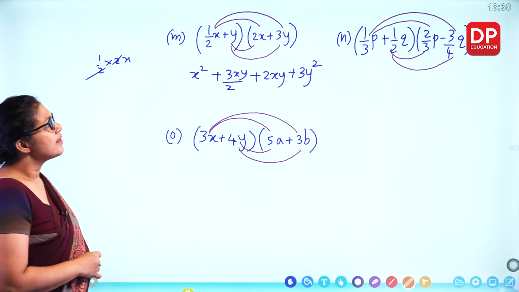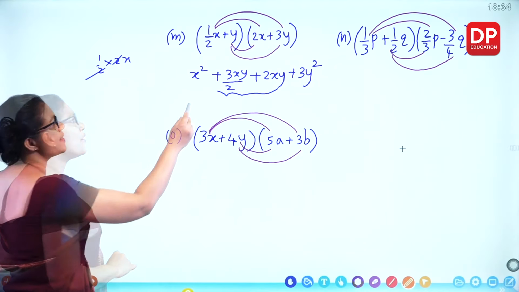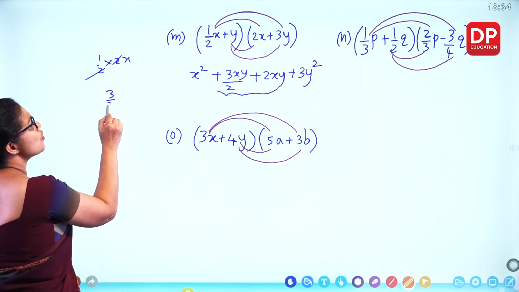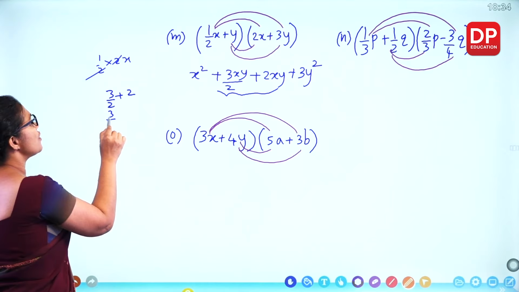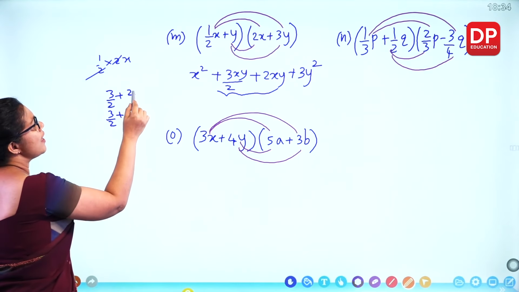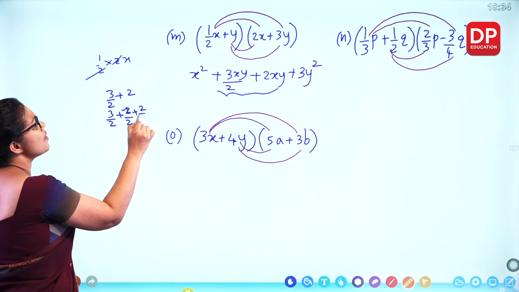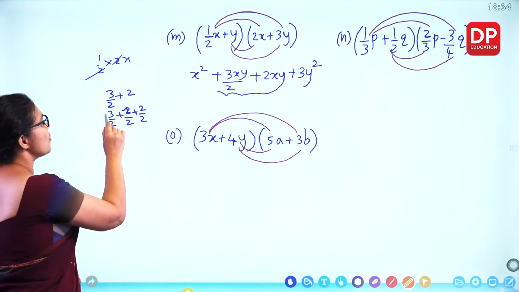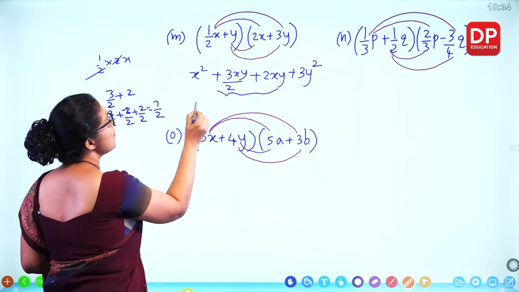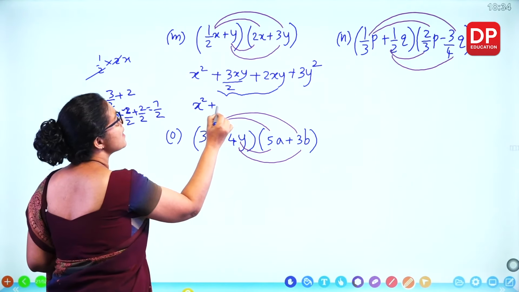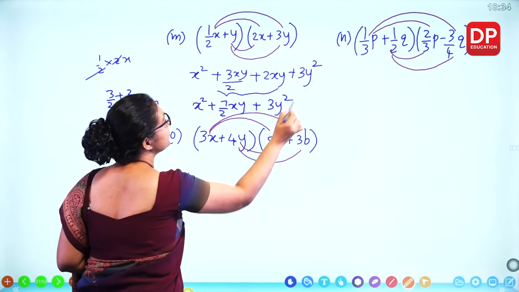Now, are there any like terms? Yes. These two are like terms. So we can simplify this one. 3 over 2 plus 2. So how can you write 2? You can write 2 over 2 and another 2 over 2 because you have 2 there. So what's the answer there? 3 plus 4 is 7 over 2. So when you are simplifying, you get x squared plus 7 over 2 xy plus 3y squared.